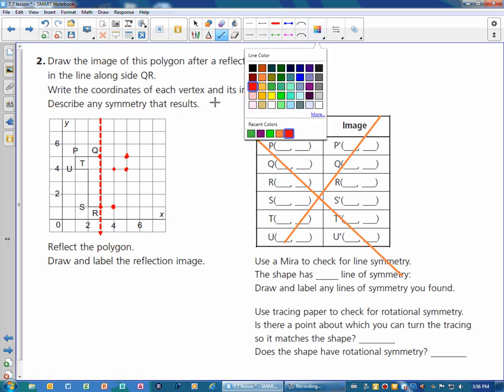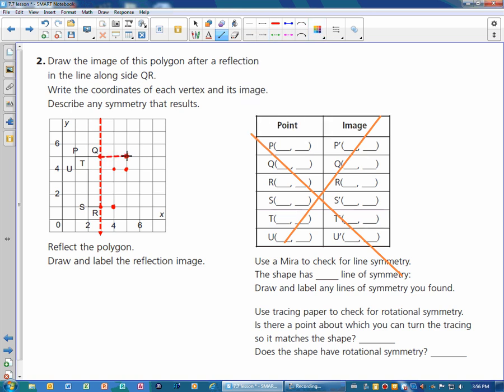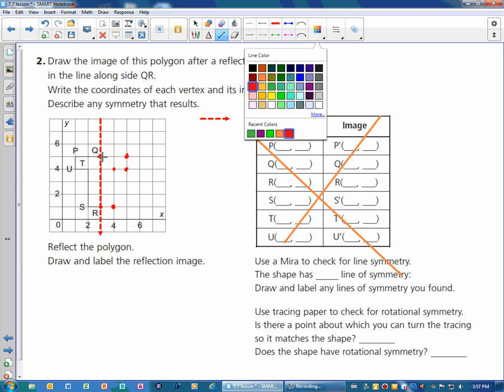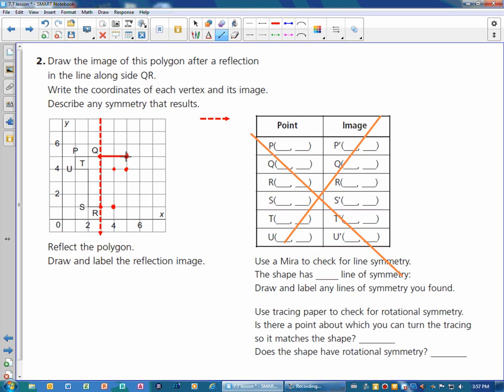Okay, so red line. I'm going to go there. I need a solid line. I don't want the dashed one. I want a solid line, and I want it red. Okay, here we go. So that's 2 squares. It's 1 square, 3, and then over. And that is the image after the reflection in the line QR. Any symmetry that results, it's got this vertical line of symmetry. And draw and label the reflected image.